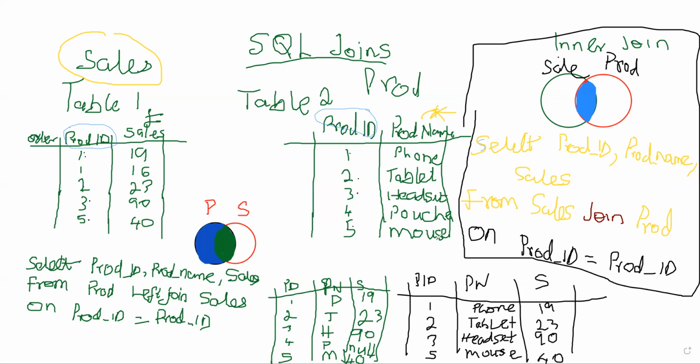Because they asked you to get all the products and the sales they generated, you're going to bring all the products, both the ones that generated sales and the ones that did not. You want to bring all of them. And that's where you will use left join. That's why you will use left join. Inner join and left join are the two most used.